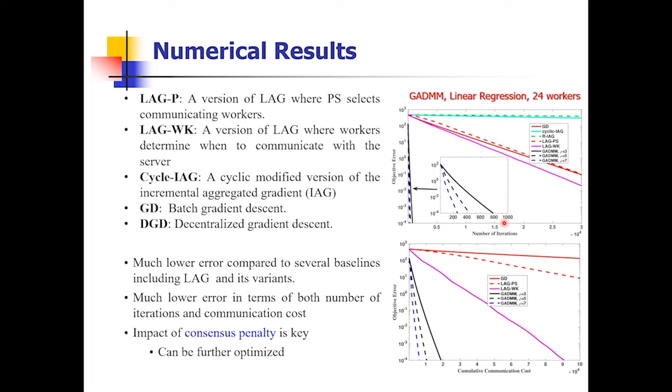Okay. Now, even when you plot the objective error in terms of cumulative communication costs, you can see that again you have very low error compared to gradient descent and the lazily aggregated gradient descent, for both parameter server and worker. But what's interesting for us to pay attention to is the impact of the penalty disagreement, or the consensus penalty rule, right?